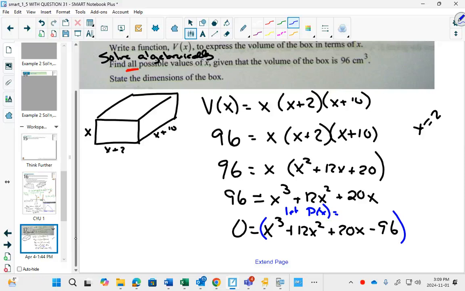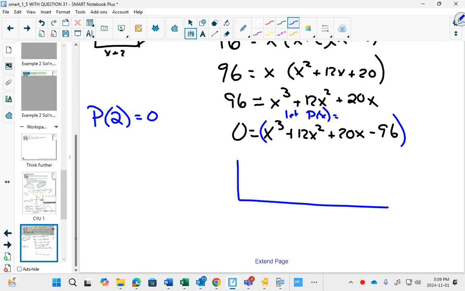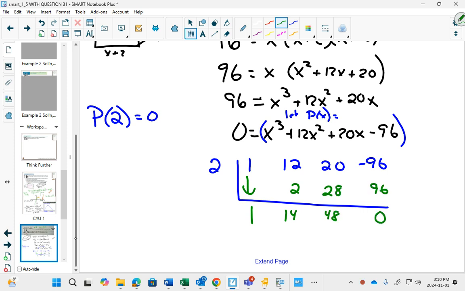And mental math-wise, with the remainder theorem, I'm going to tell you, try 1 and -1, they don't work. Luckily, we already figured out the answer was 2. So if you tried p of 2, you would get 0, which means that x minus 2 is a factor, and you could go to synthetic division and put a 2 out in front. And 1, 12, 20, and negative 96. Bring down the 1. Multiply, add, multiply, add, multiply, and add. And yes, you get a remainder of 0.